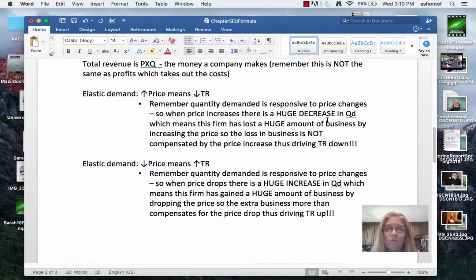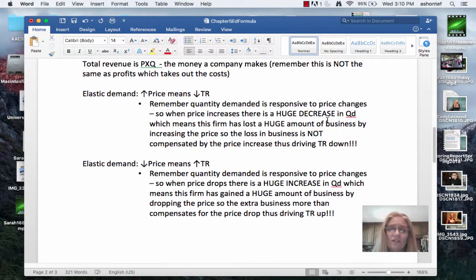So, for example, we've got a couple of examples here. If the price increases and we're on the elastic portion of the demand curve, that is going to mean that the revenue for that firm will drop. And here's why. When the price goes up, there'll be a big, huge decrease in the quantity demanded. I like using big so that you get the point. So we get the price increase, we get this huge loss of business, if you like, and that's going to then cause the revenue for the firm to drop.